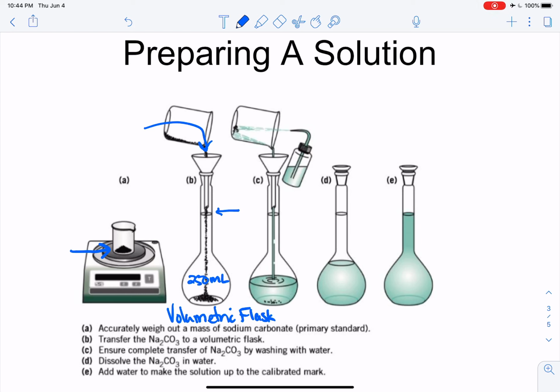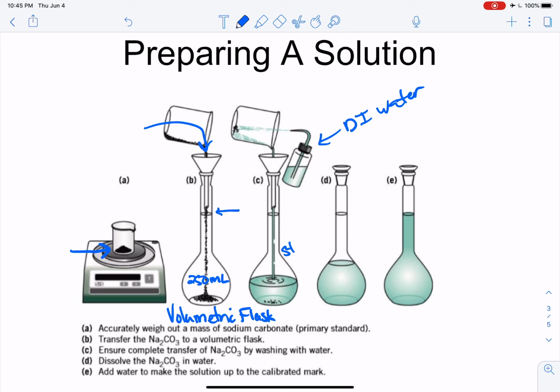And then you get a bottle of deionized water. So we have DI water. And we squirt it into the beaker to get any of the remaining solute particles that are in there and get them down into the volumetric flask. And then you're already filling up the volumetric flask with your DI water, and that's good. You're starting to make your solution.